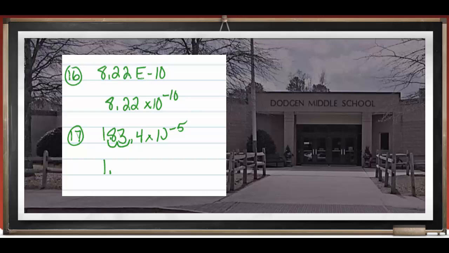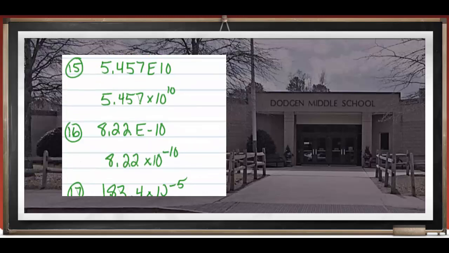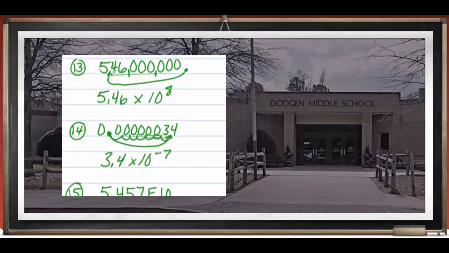which will give me 1.834 times 10. Now, anytime we move the decimal to the left, that causes our power to increase. So we will have 2 decimals to the left. My power currently is -5. It's going to increase by 2. And -5 plus 2 is -3. So my solution, 1.834 times 10 to the -3rd power.